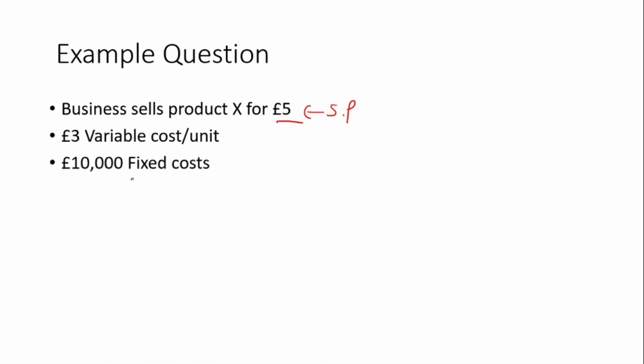Let's say a business sells a product for £5 and that's the selling price, and they have a variable cost of £3. They also have a fixed cost of £10,000 and they have sold 10,000 units, and that is the actual amount that they have sold. We're going to use this to illustrate this through a diagram.